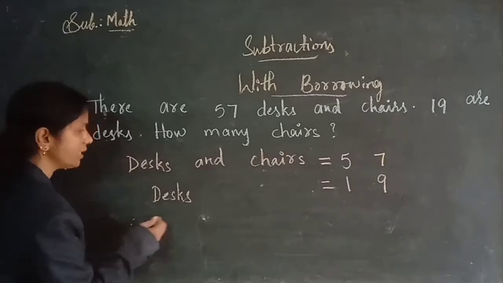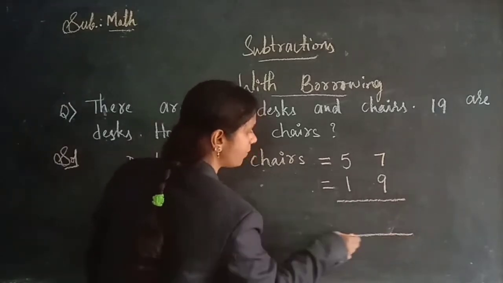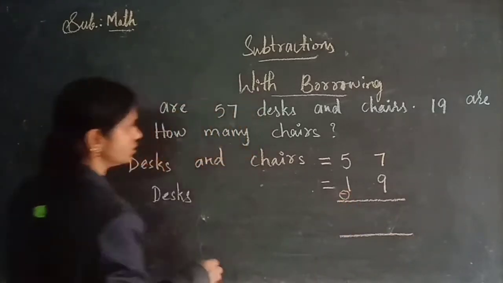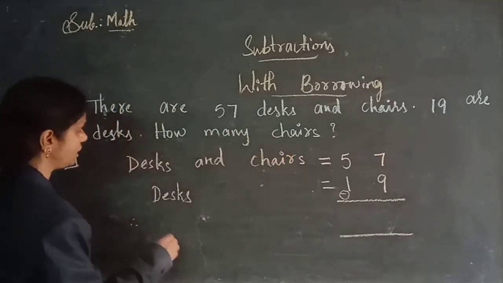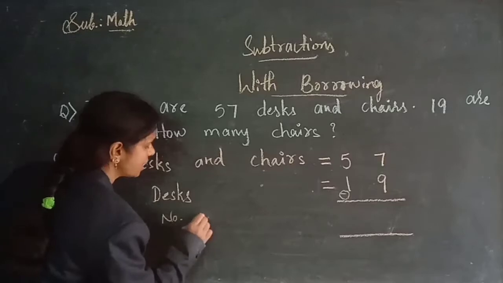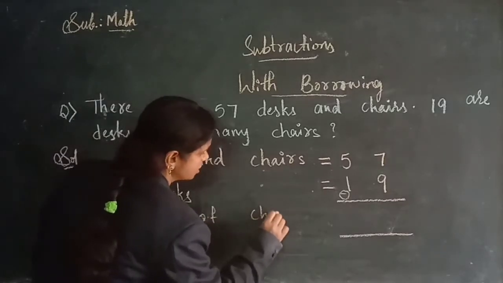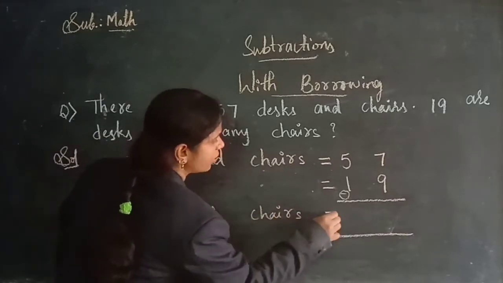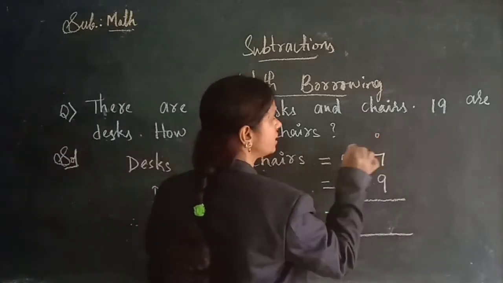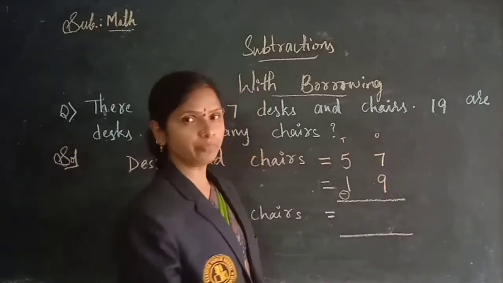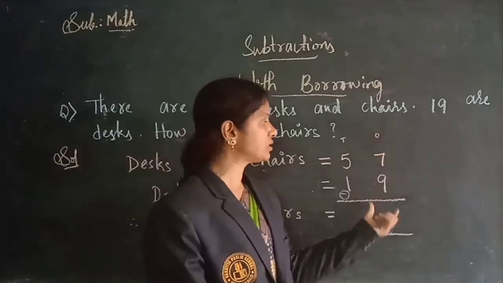So the remaining number, how can you find it here? By doing minus. So the remaining are chairs only, children. So you can write here: number of chairs. Come on, let's do the subtraction here. Before doing that, you already know, children, we are arranging the ones and tens places. Now we are subtracting the ones column, children.